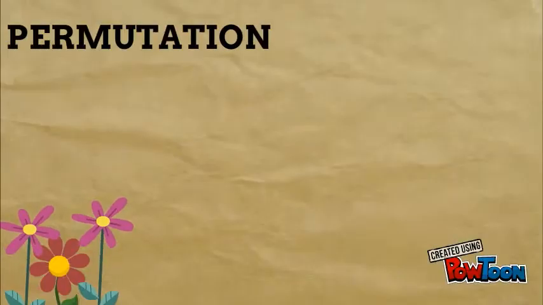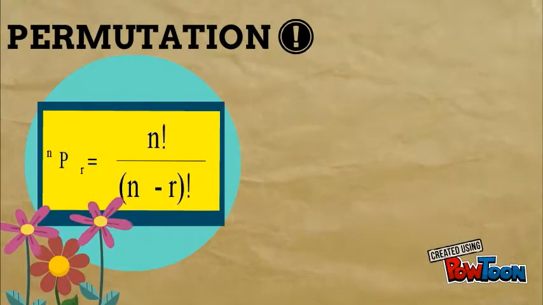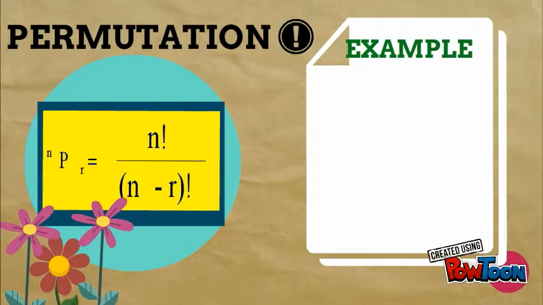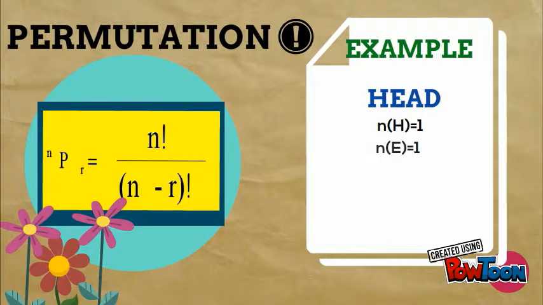When all objects are different, the formula is in the yellow box, where n is the total number of objects and r is the number of selection. Let's see the example. Find the number of arrangements from the letters in the given word. As we can see, all objects are different. Therefore, the total arrangement is 24.